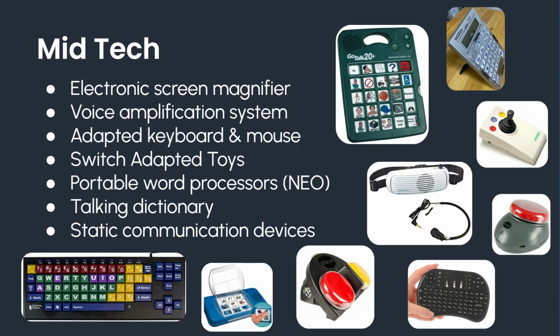Some of the mid-tech assistive technologies that are out there are things like electronic screen magnifiers, voice amplification systems, adapted keyboards or mice, switch-adapted toys, portable word processors, talking dictionaries, and even some static communication devices. All of these require a little bit more training, right, for full use, to be fully appropriate and functional for that individual with a disability. It has a little bit more battery power there as well.